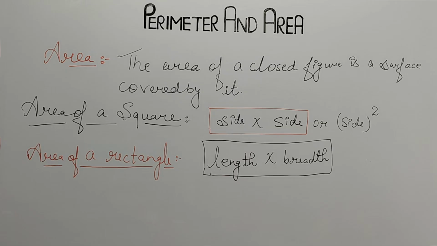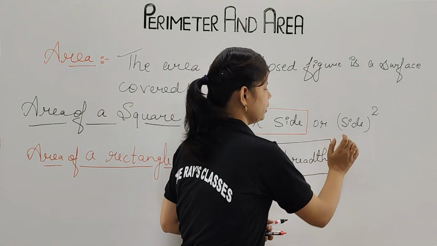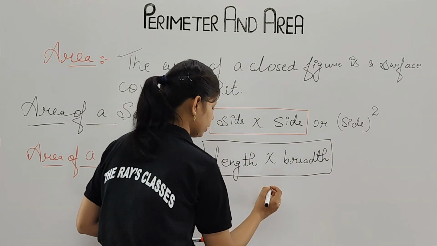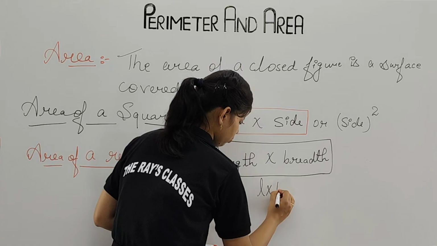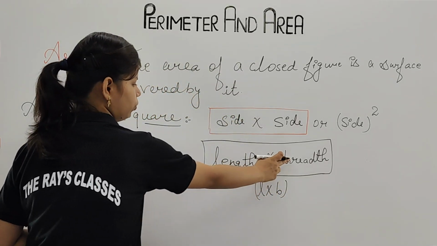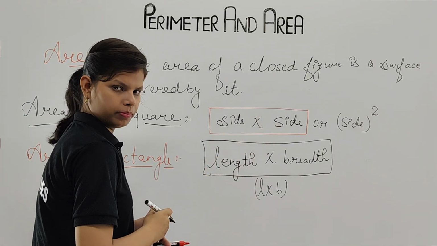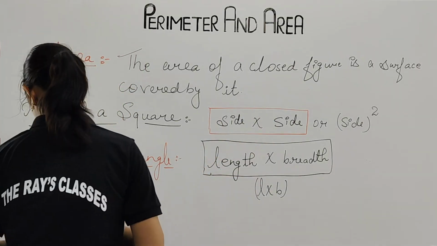Now next, we are going to talk about another short form. Here I have written side into side. Then here we are going to write L into B. Clear, no? Here is your length into breadth, and here will be your side square. That will be your short form. Understood, no? Now clear with it?